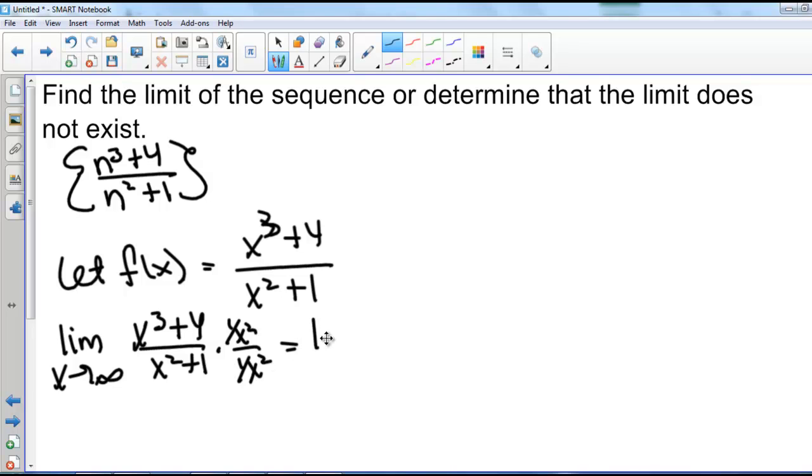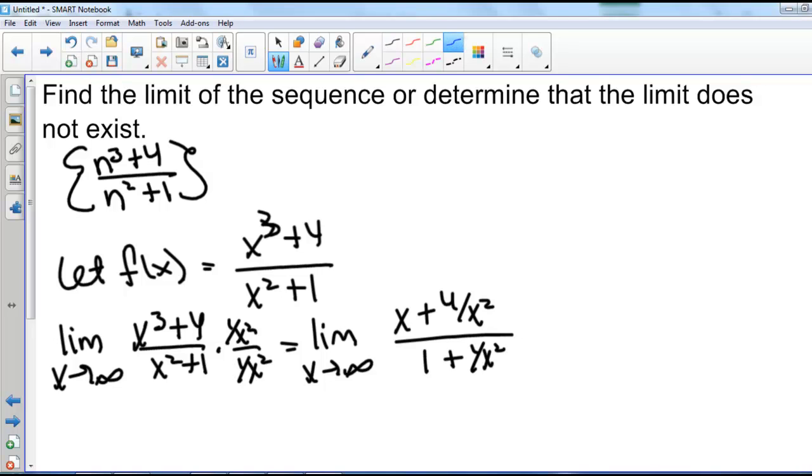So then we get the limit as x goes to infinity of x plus 4 over x squared over 1 plus 1 over x squared. So we see that the x goes to positive infinity, 4 over x squared goes to 0, and 1 over x squared goes to 0. So we're getting that this is infinity, which diverges.